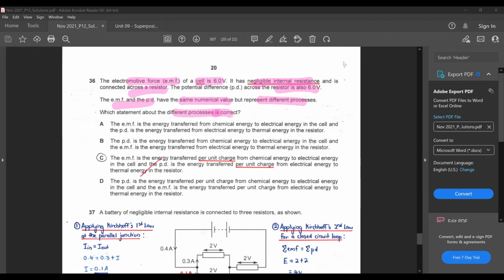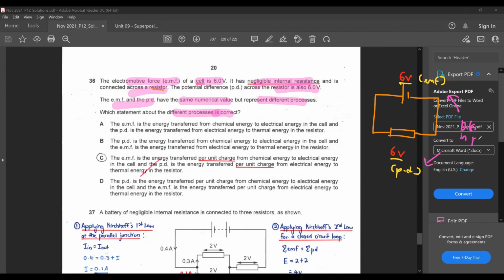So basically what they're trying to tell you is this. You have a battery, no internal resistance, is now connected to a resistor. They tell you this one is 6 volts, this one will also be 6 volts. But this one is termed EMF, but this is PD. So the numerical values between these two are the same, but the process for these two is slightly different.